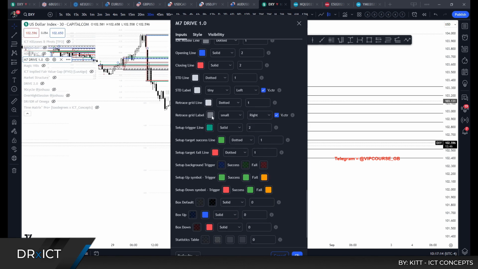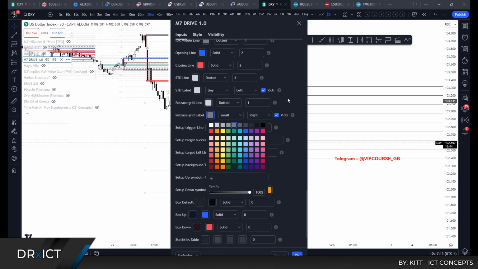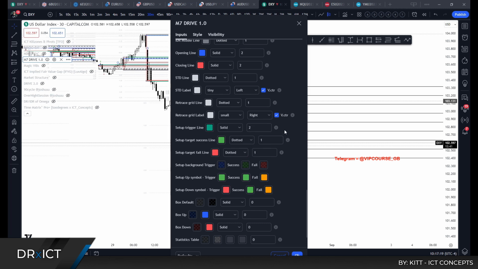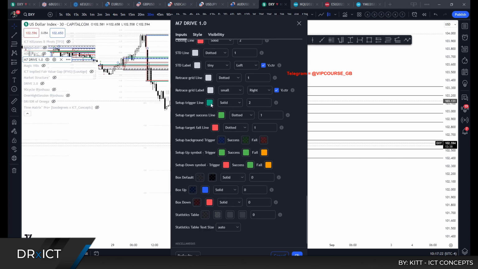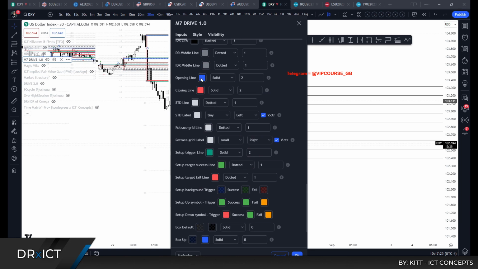Light gray. I like the light gray personally. It's a little easier on the eyes because it can get to be a lot of lines. My trigger line is green. My open and my close are red and blue.